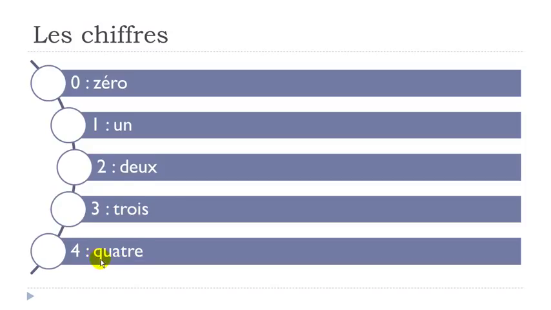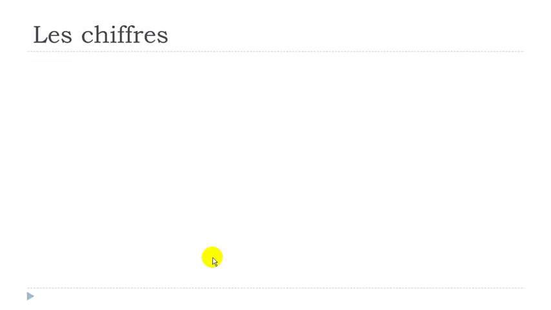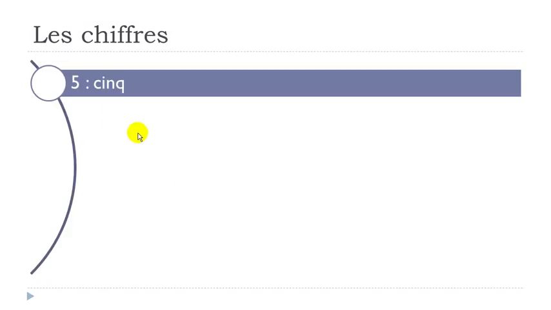When we get this Q letter and then a vowel after, then we will have to put this U, okay? So you get this Q, U, A, but then the sound that you will pronounce is K, okay? Quatre, quatre. All right? And next, cinq, cinq.